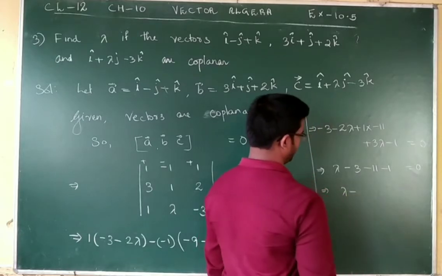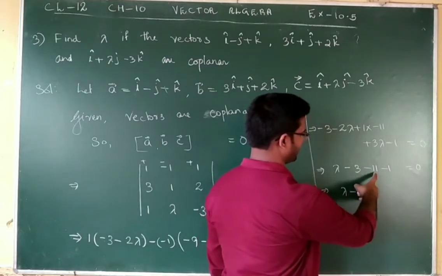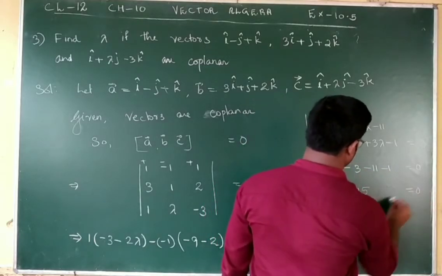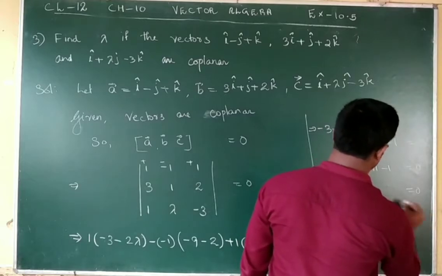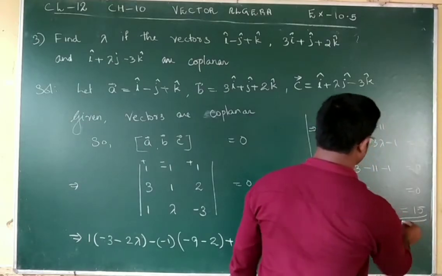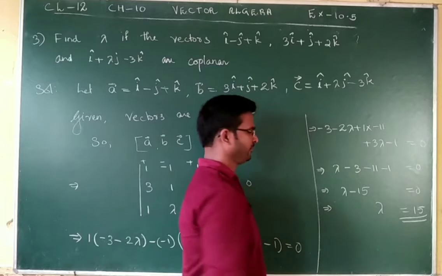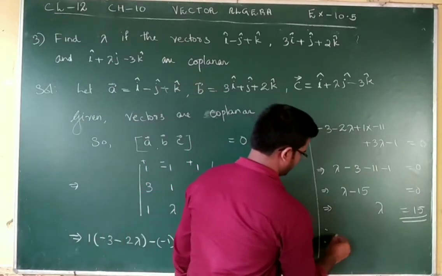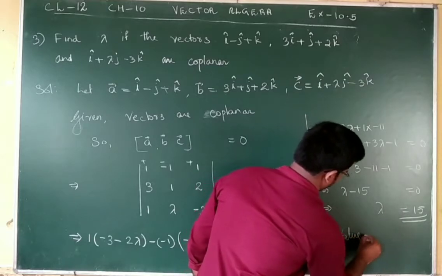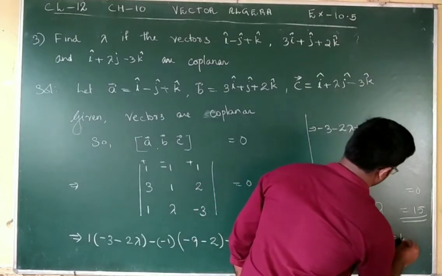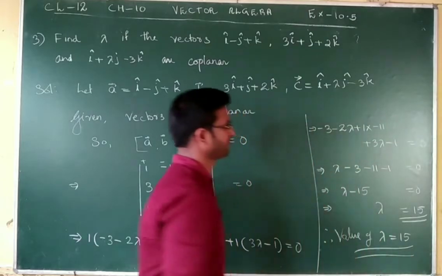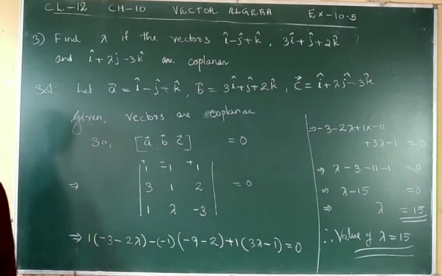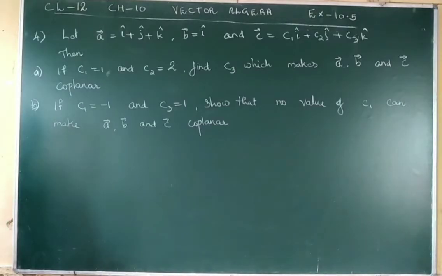Lambda, what you will get? Minus 3 minus 11, minus 14 minus 1, minus 15 equal to 0. Lambda equal to minus 15, bring to right side, that will be plus 15. We got lambda value is 15. Therefore, value of lambda equal to 15. This is our answer. Just pause the video, write down in your notebook. Next question, question number 4.